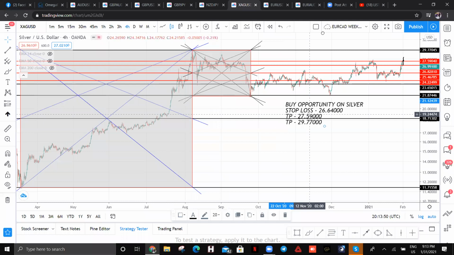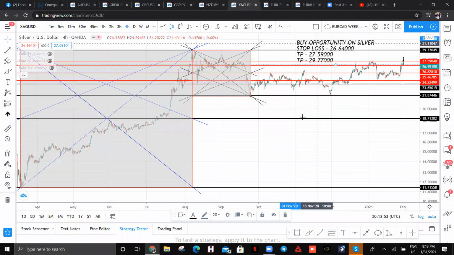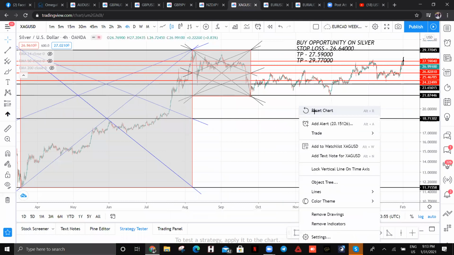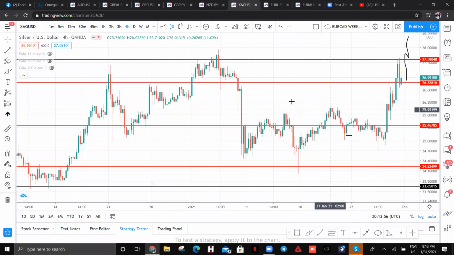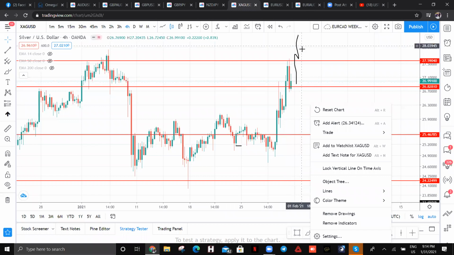So you're going to have another buy opportunity only if the present candle that is going to come maybe around 11 o'clock closes above our pivot level, so we buy. But if it closes below, you have to wait to see what you're going to do next.